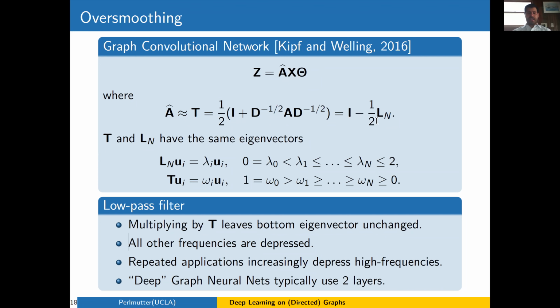And you can check that it has the same eigenvectors as the normalized graph Laplacian. And it's well known that the normalized graph Laplacian has eigenvalues starting from 0 going up to 2. So due to the subtraction, this means that the bottom eigenvector is going to have eigenvalue 1. And all of the other eigenvectors of this diffusion matrix T are going to have eigenvalues strictly less than 1.